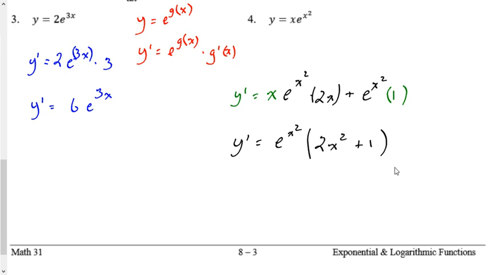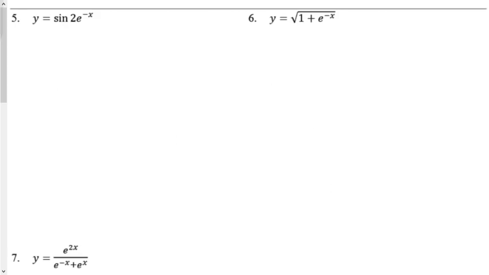Let's look at number 5. For question number 5, I need to think about a chain rule again, and actually a couple layers. So this is like an f of g of h of x. So my outside function is the sine function. And then one layer in, I have this 2e to the something. And then my innermost function is that negative x that's in the exponent. So let's do this derivative. Outside function. So y prime, derivative of sine of something, is cosine, and we keep the inside unchanged.